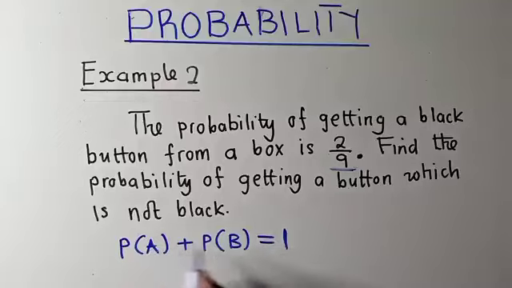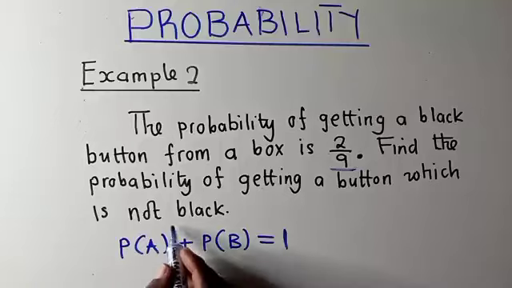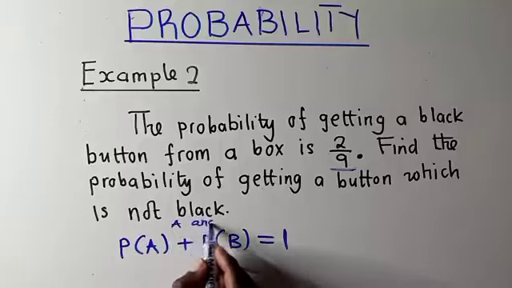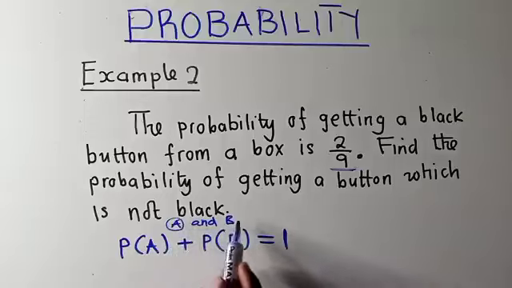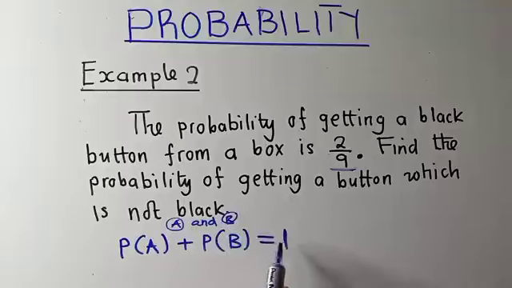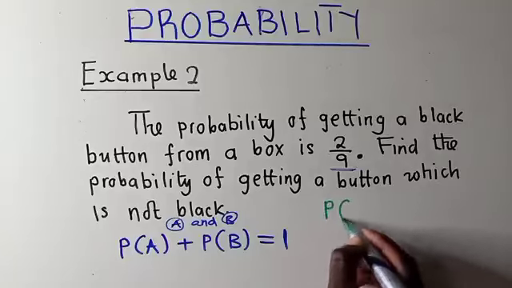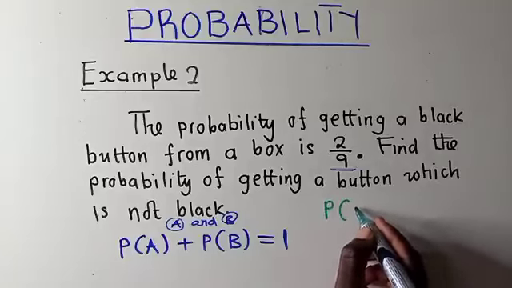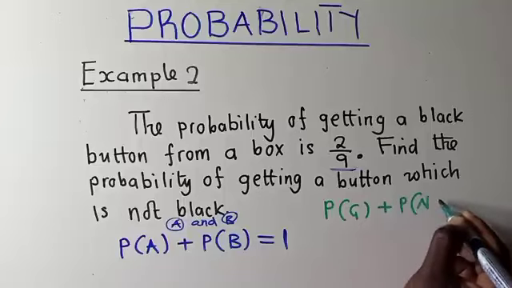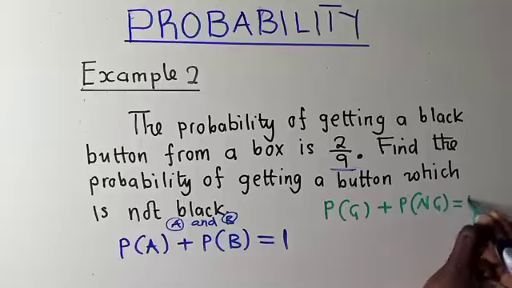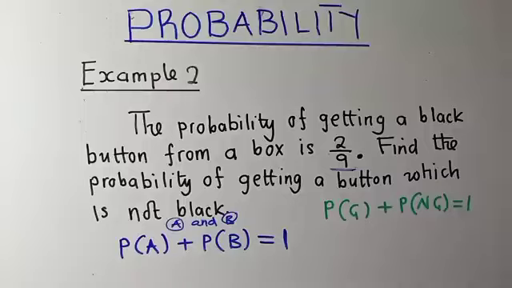If you've got two events, A and B, the probability of picking A plus the probability of picking B must give you a 1. This is the idea that we're going to use. So we'll say the probability of getting, I'll just write the letter G, plus the probability of not getting must give you a 1. This is a concept that we must use.